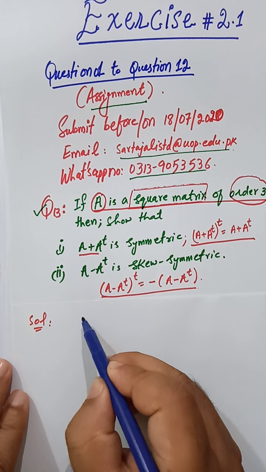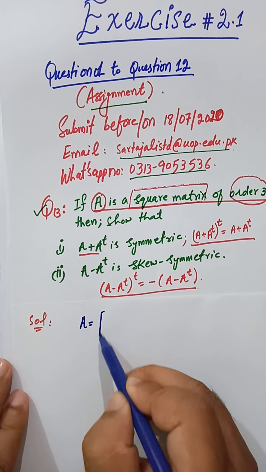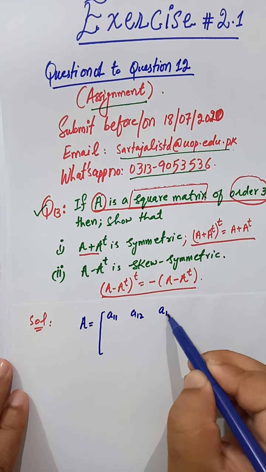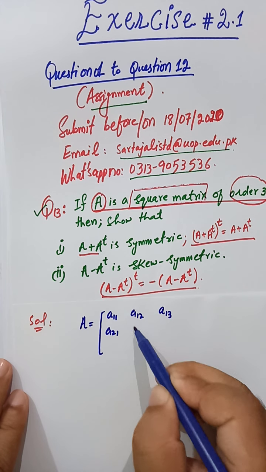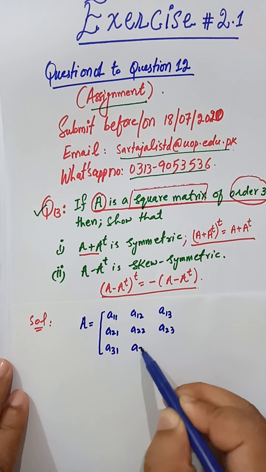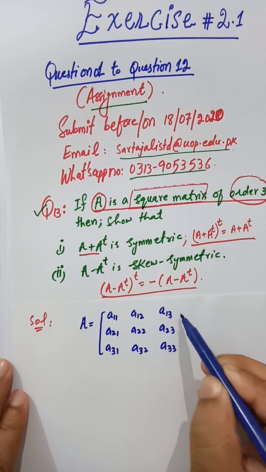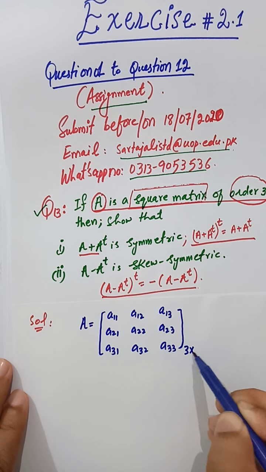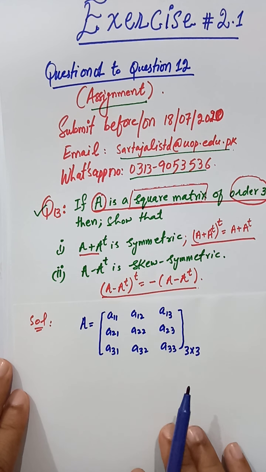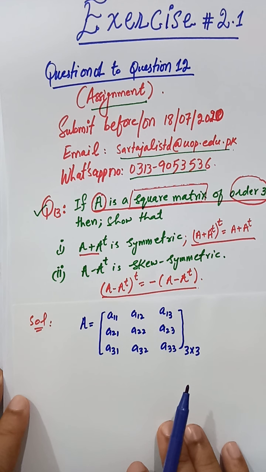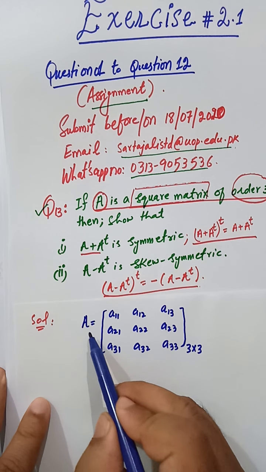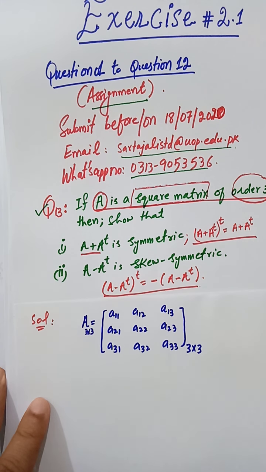Consider a general matrix of order 3 by 3. So a11, a12, a13, a21, a22, a23, a31, a32 and a33. This is a general matrix of order 3. You see that there are 3 rows and 3 columns, and this is a square matrix because the number of rows and the number of columns are equal. So this is your general matrix of order 3 by 3, a square matrix of order 3.